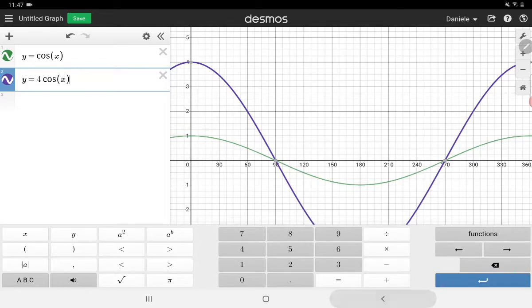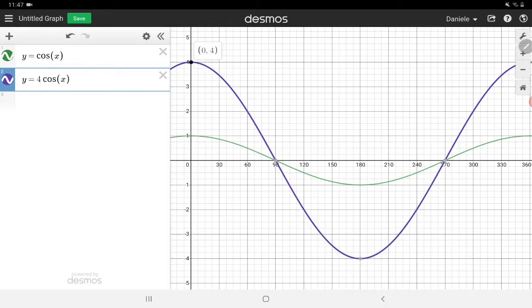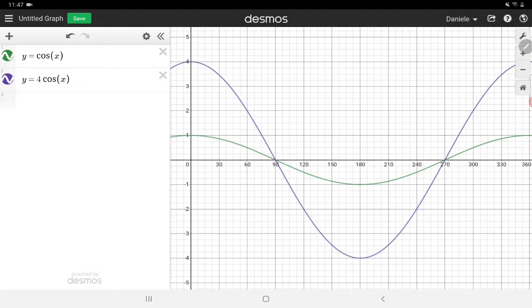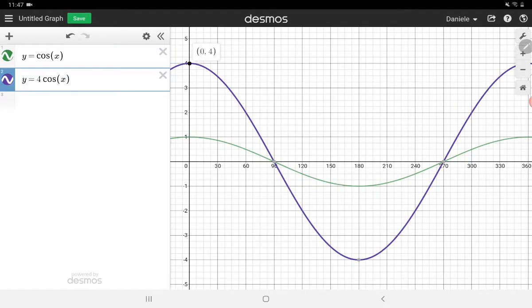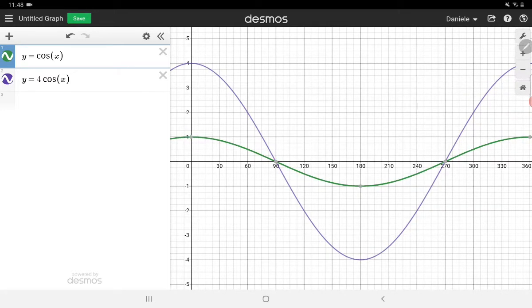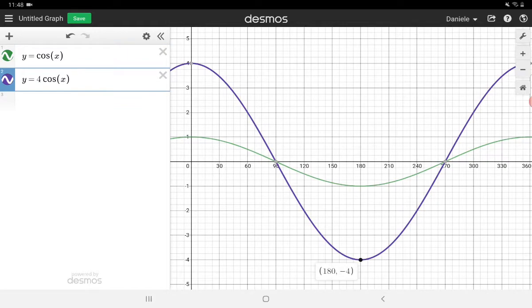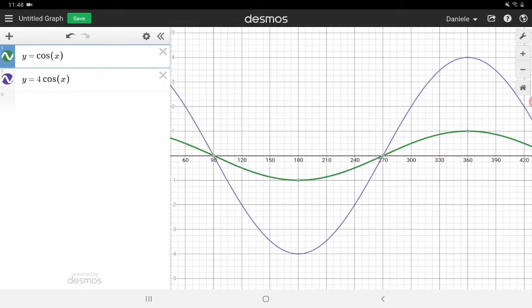Okay, let's compare. Take a look here. I can't have two points on different curves tapped at the same point at the same time. But we have 0, 1 became 0, 4. Here, 90, 0 is still 90, 0. And then here, our base function was at -1, and now we're at -4. Until we get back to the top here.